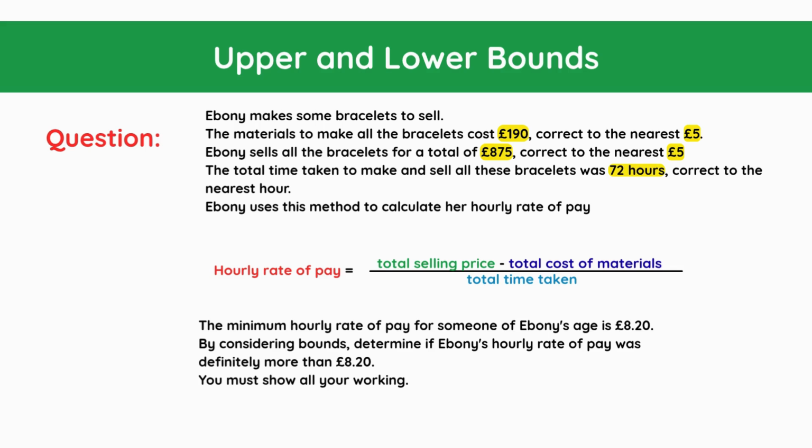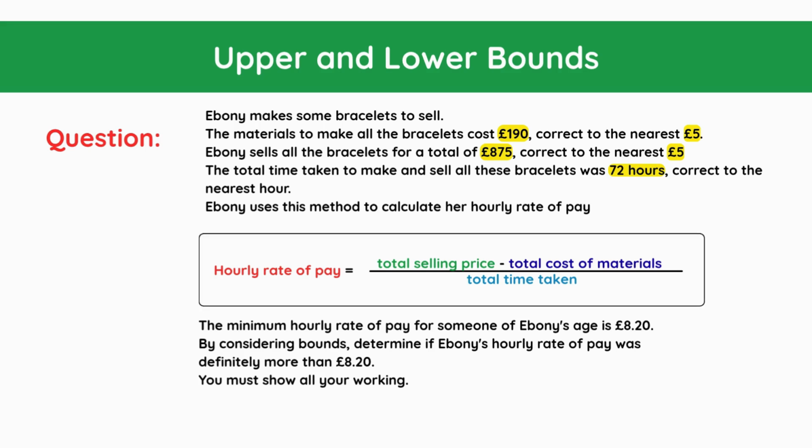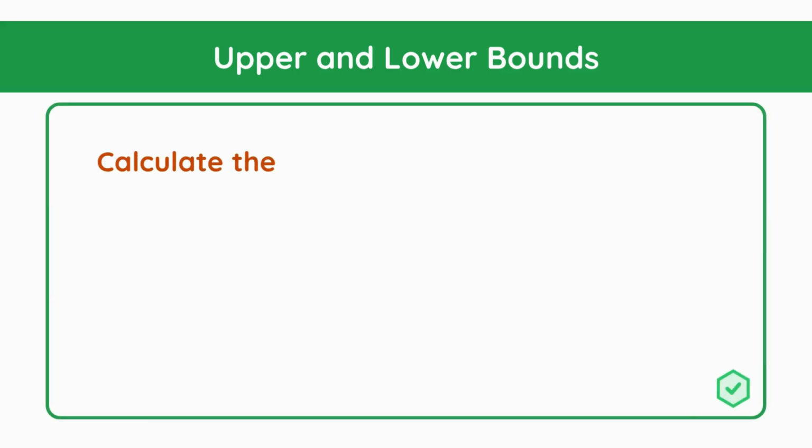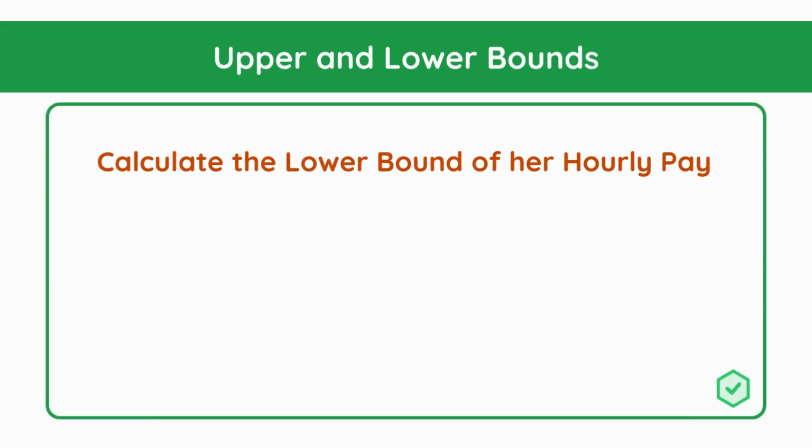Ebony uses the formula for hourly pay, which is hourly pay equals total selling price minus total cost of materials, divided by total time taken. The minimum hourly rate for someone of Ebony's age is 8 pounds and 20 pence. We are asked to determine, by considering bounds, whether Ebony's hourly pay is definitely more than 8 pounds and 20 pence. To answer this, we need to calculate the lower bound of her hourly pay.